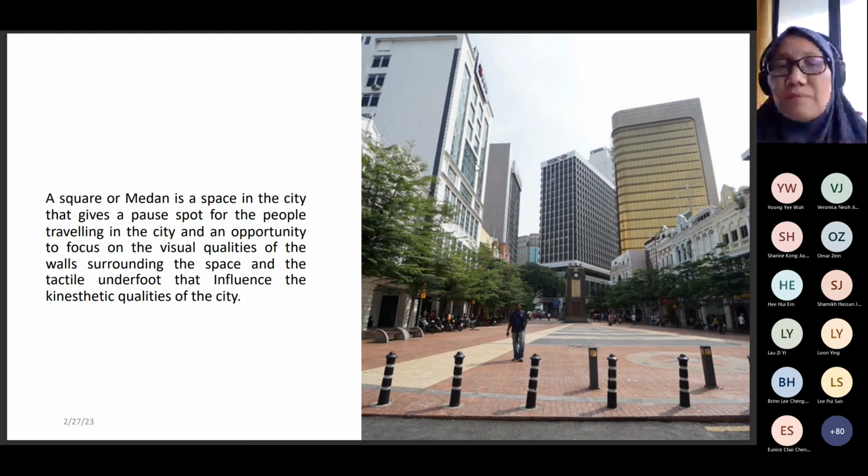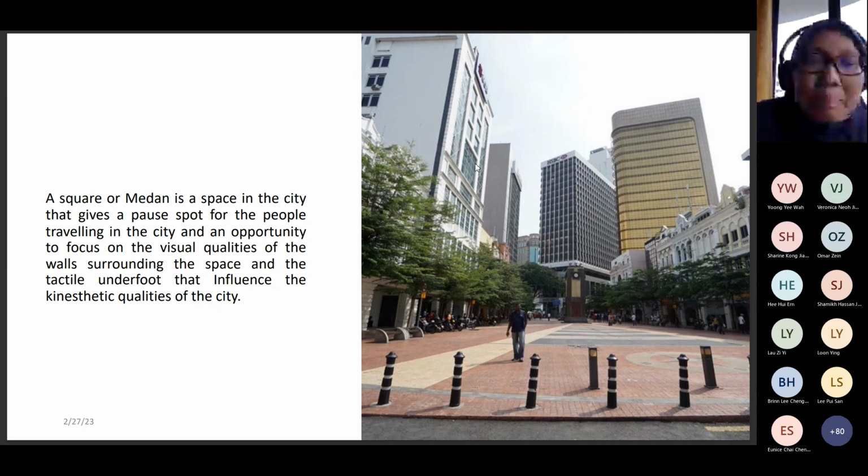So that's the purpose of squares. An enclosed space like this is like a punctuation in the city. They need a place for people to stop and pause, and then be able to enjoy themselves in an enclosed space before they continue their journey. So if you can't really read an essay without punctuation, the same goes with the city. You need spaces like the square or the medan to become the punctuation inside the townscape.